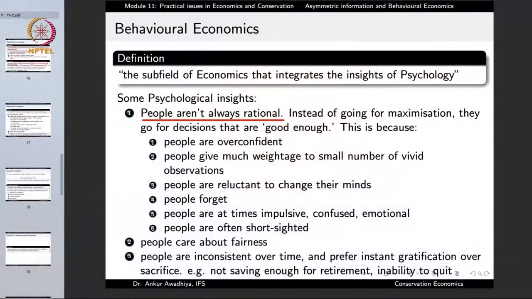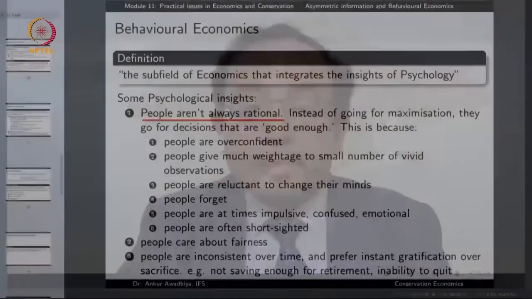Or at times people take decisions when they are in anger, when they are feeling depressed. In all these different situations, people might not be in the best state to do a rational computation. People at times are impulsive, confused. When they are confused, they might not take rational decisions. People are often short-sighted. They look for quick benefits. They look for ways to avoid the harms that are there in the near future.